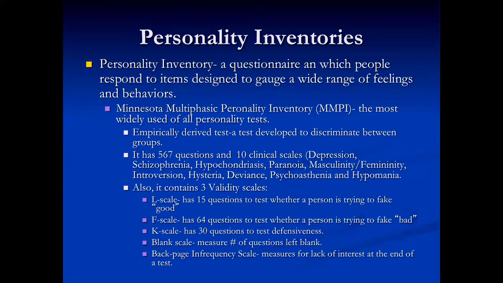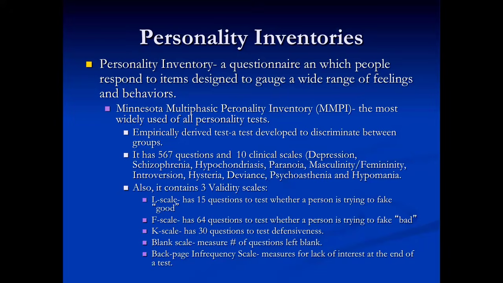Okay. Now, related to trait theory, we have something called personality inventories. And a personality inventory is a questionnaire, and it's designed to tap into many aspects of personality or behavior. One of the more common ones is the MMPI, Minnesota Multiphasic Personality Inventory. It has over 500 questions and it taps into 10 clinical scales. Now, things like depression or schizophrenia or paranoia, etc., all of these can be assessed.